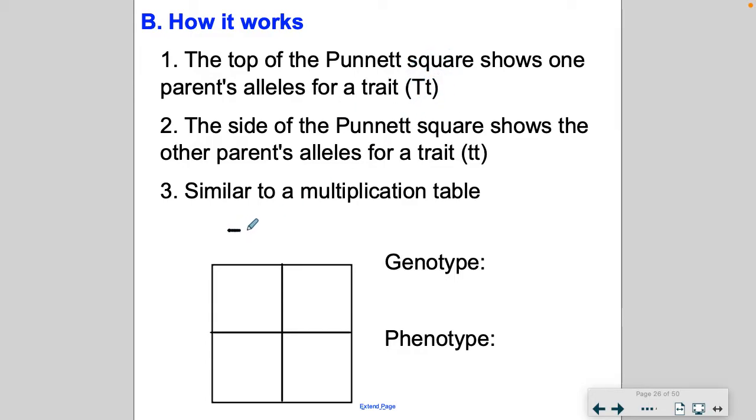So you're going to put one of the letters here. I'm going to put the big T here. And you should always write your capital letters first. And I'm going to put my little t over here. The side of the Punnett square shows the other parent's alleles for a trait. In this case, little t, little t.